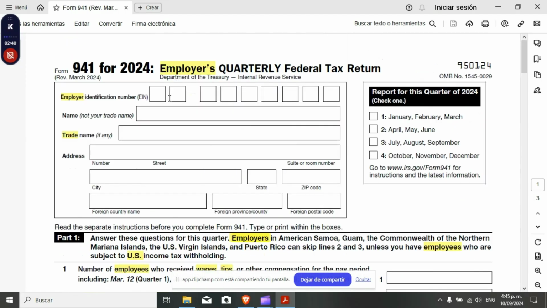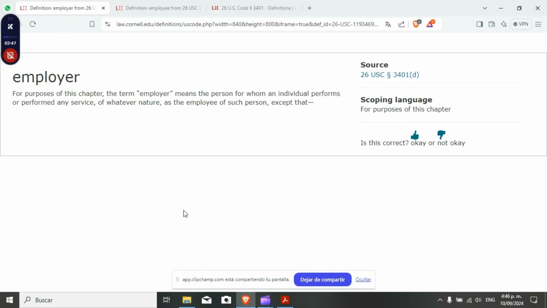So let's look at employers real quick. We're going to talk about the definitions real quick. I'm going to show you three quick definitions. Employer, okay? Now, to me and you, if we just read this one here, this is, as you can see, on the Cornell Law University website. They've digitized the entire tax code, and so now it's available online for anybody to study if you want to go down that route.